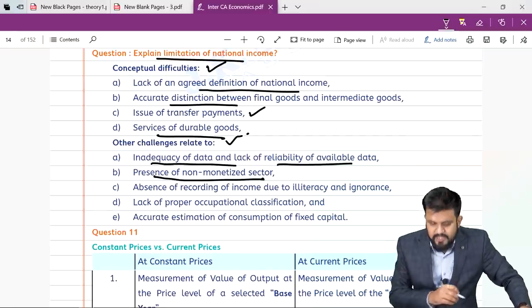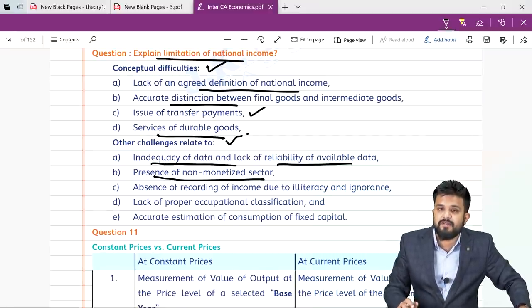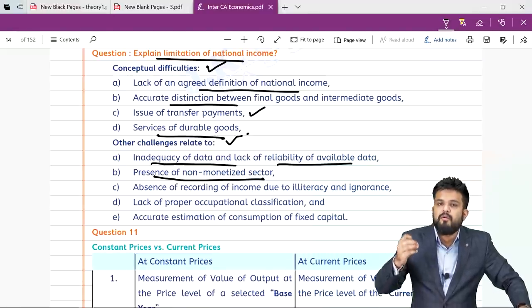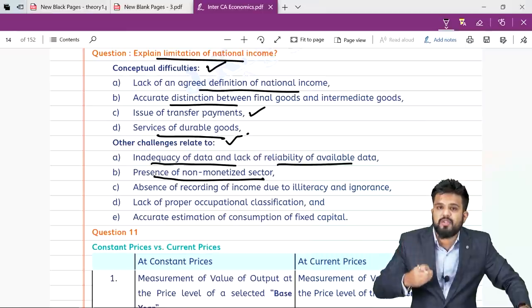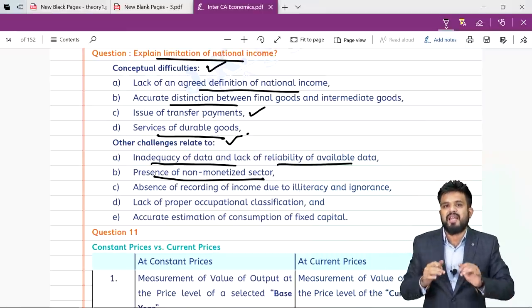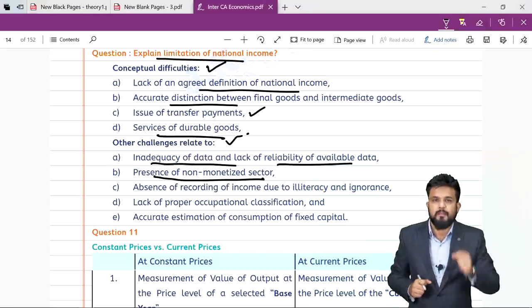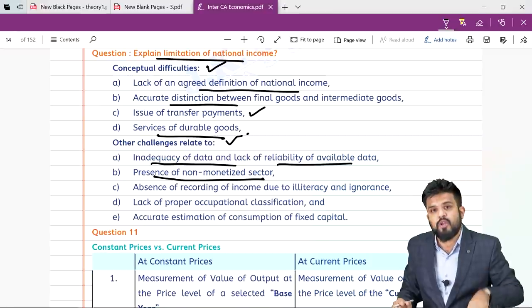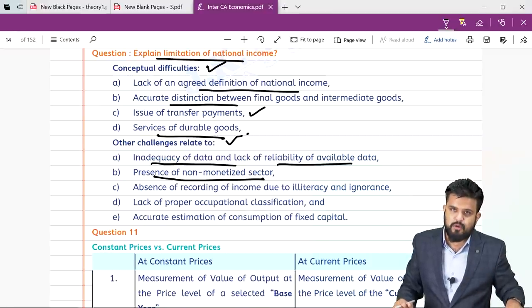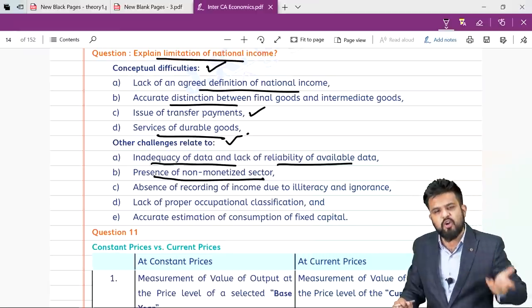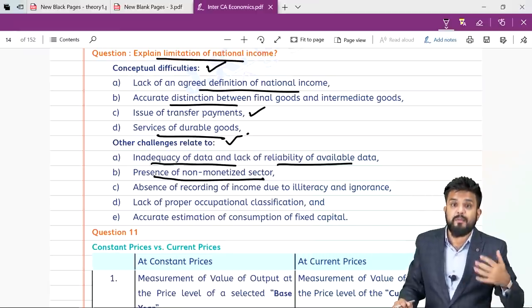Presence of non-monetized sector. Non-monetized sector means where money transactions are not involved, where a transaction to some extent looks like a barter. It is not a barter, but it looks like a barter, where goods are exchanged for services. Money is not involved. Like a mother cooking food is a non-monetized transaction, because she is doing it out of love, care and affection. You polishing your own shoes is a non-monetized transaction. Unpaid services.